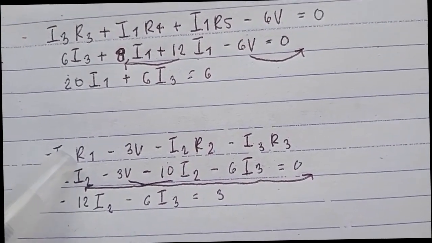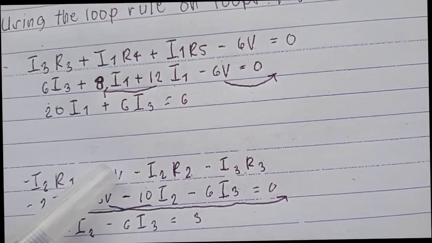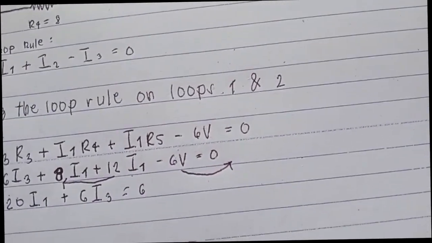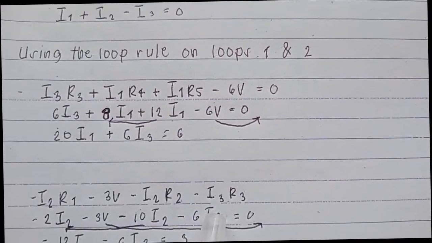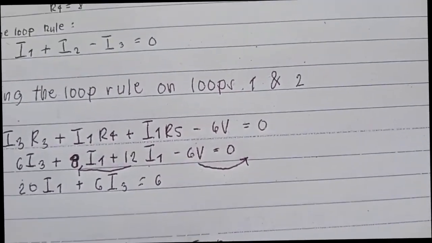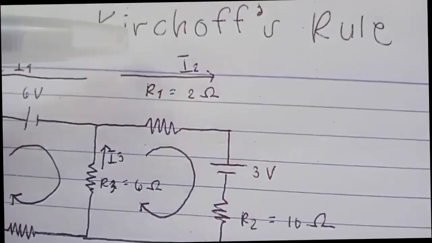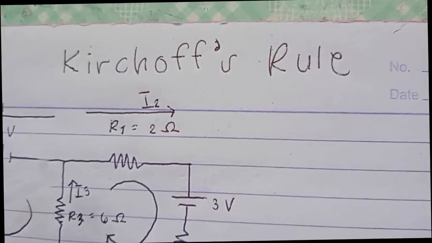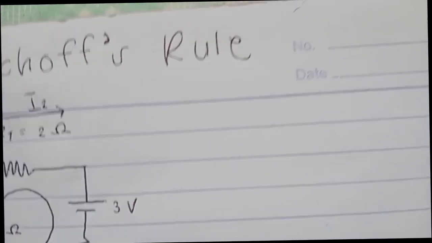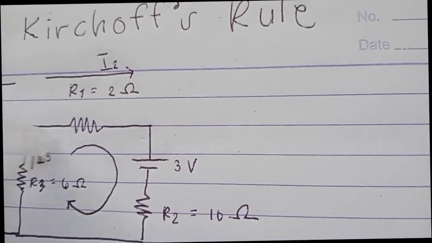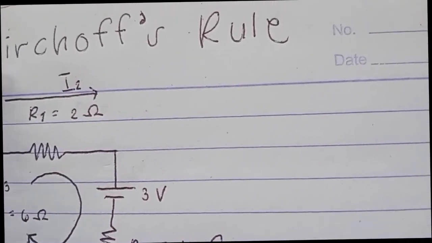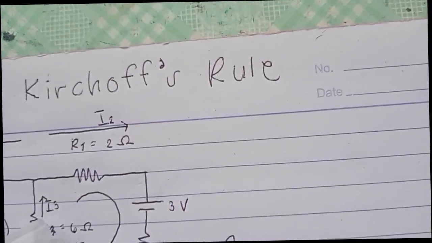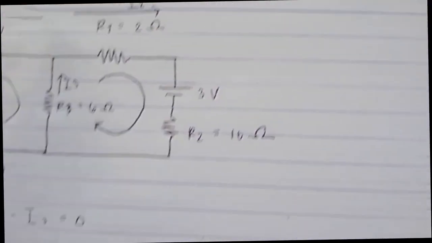Negative I2R1 minus 3 volts minus I2R2 minus I3R3. So we derive that from here. I2R1 is going along with the flow of our current, which is clockwise. So it's negative. That is why it is negative, because it's going along our electric current. We put it here as negative.